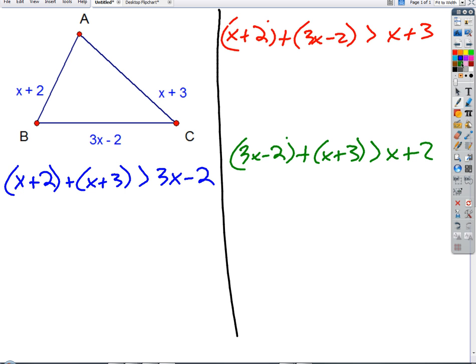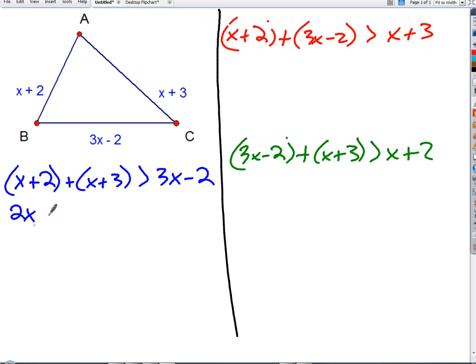x plus x, I'm going to combine like terms, gives me 2x. 2 plus 3 is 5, is greater than 3x minus 2. Now, if I want to solve for x, I'm going to collect the x's on the side where there are most of them to begin with, so I'll collect them on the right, how about? So I'm just going to subtract 2x from both sides, and I'll push the numbers the other way, so I'll add 2 to both sides, right? Just looking familiar?